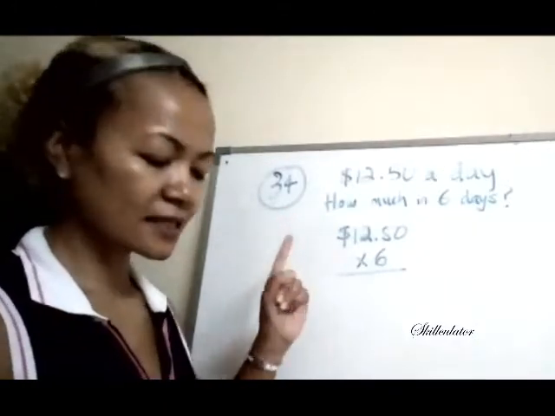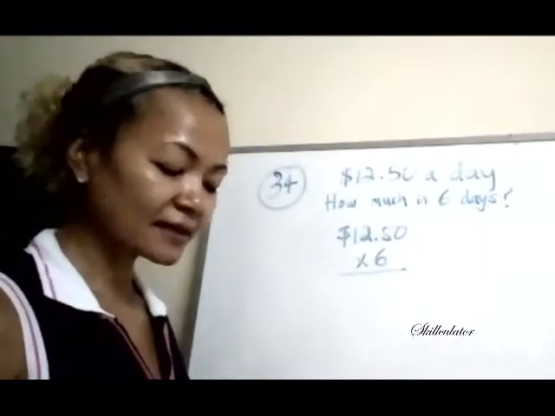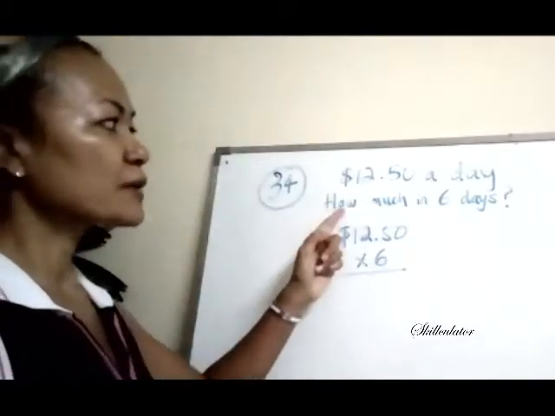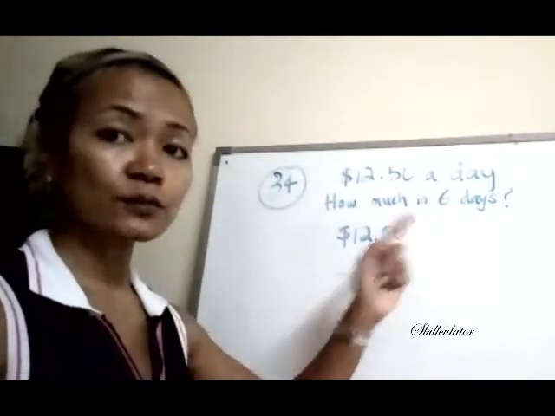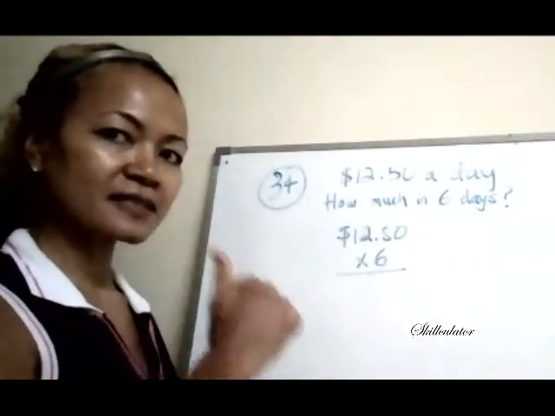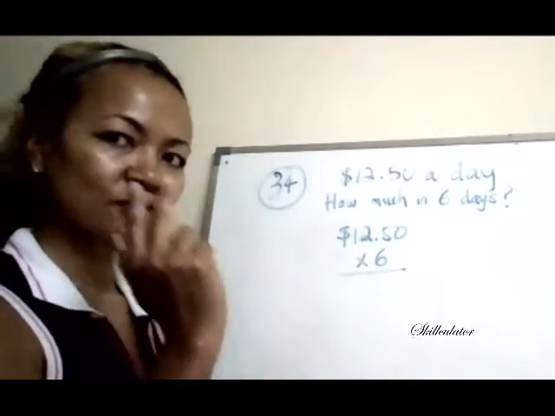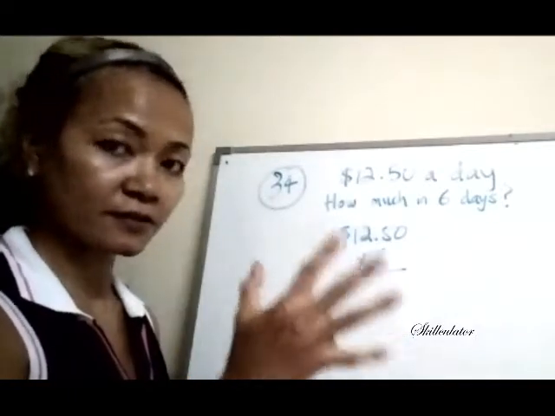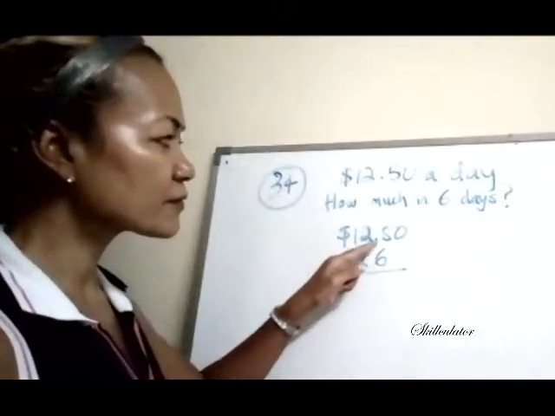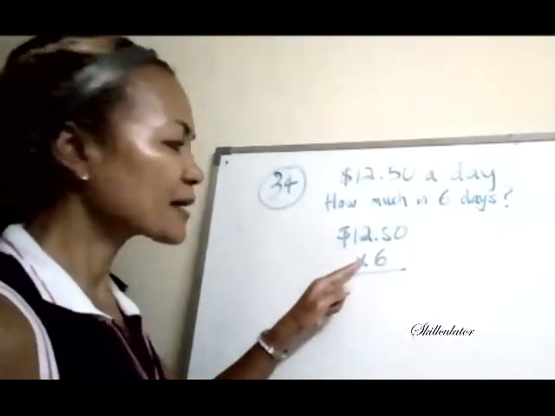For this particular problem, we're told that Mr. Karan earns $12.50 a day, and we're asked how much he will earn if he works for 6 days. So we want the $12.50 on the first day, $12.50 on the second day, $12.50 on the third day, all up to the 6th day. So what you're doing is really $12.50 times 6.